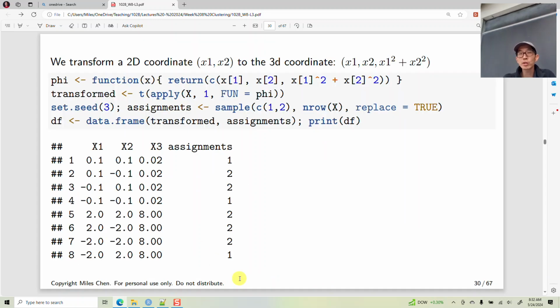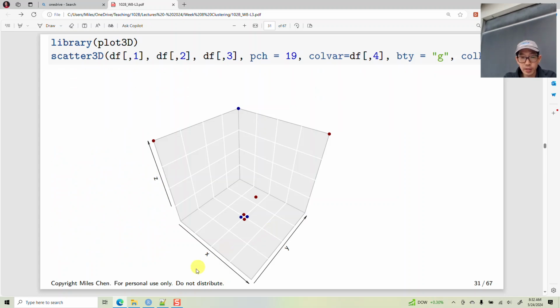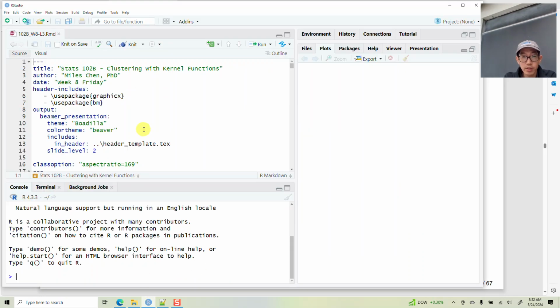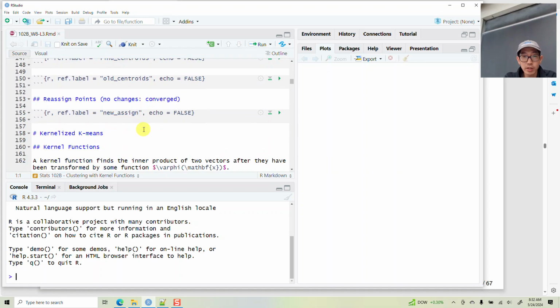So what we're going to do is transform them into 3D. We're going to go from x1, x2 to x1, x2, and then x1 squared plus x2 squared. Okay, and I can do this in a 3-dimensional plot.